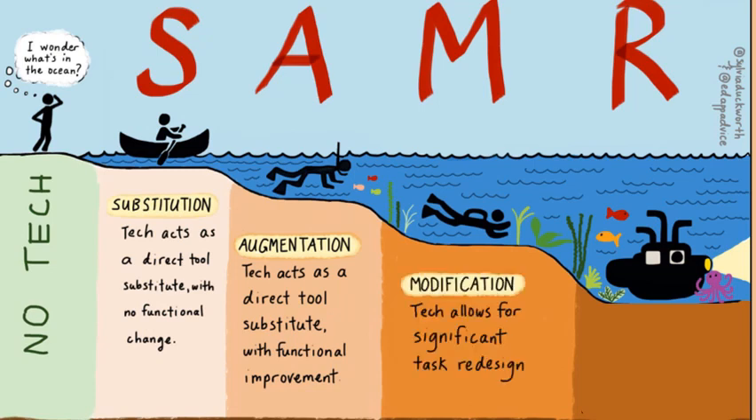If we move on to the next level, which is modification, this is where you move from enhancement into the transformation of the classroom. So modification allows for redesign or task redesign. So I would argue that the asynchronicity of the discussion, the fact that you can go back to the discussion and continue the discussion at different times, is a modification.